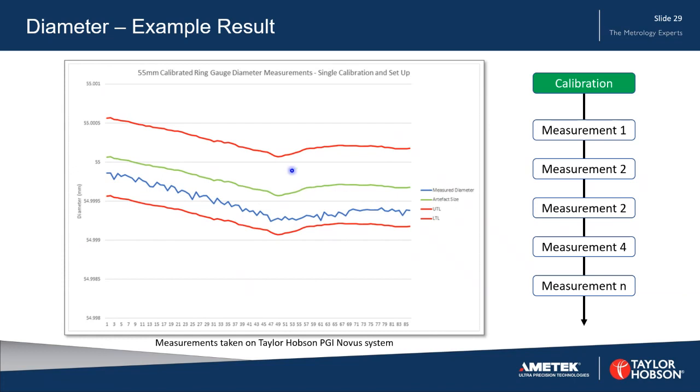And the same again here, but this time we're calibrating, and then for many hours we're just measuring, measurement 1, 2, 3, 4, 5, and so on. And again, in green here, we can see the 55 millimeter calibrated ring gauge that we've used. Again, compensated for temperature, and the tolerance bands following that, the upper and lower tolerance bands, and then our measurements. And these measurements, again, are within 0.2, 0.3 microns of the specified calibrated ring gauge known diameter. So truly excellent results here from the PGI NOVUS.